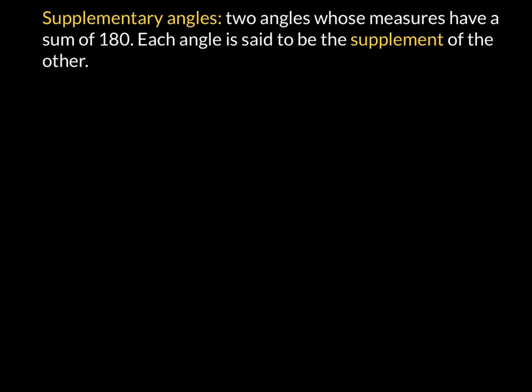Our next vocabulary word is supplementary angles. These are two angles whose measures have a sum of 180 degrees. Each angle is said to be the supplement of the other.